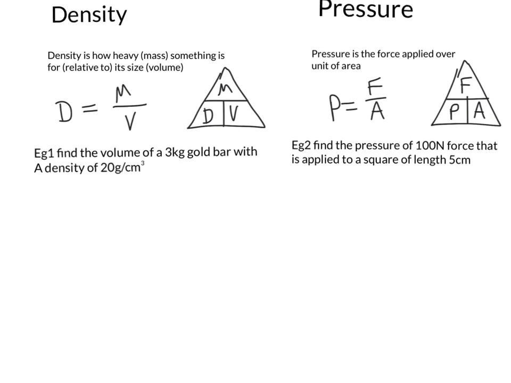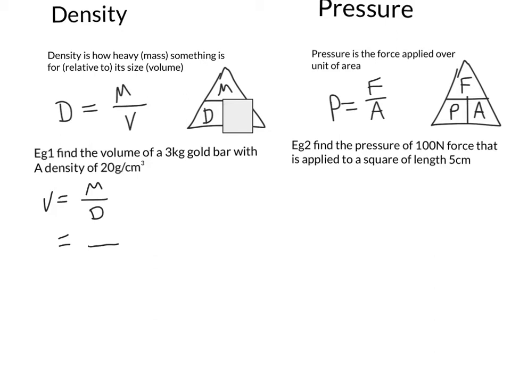Okay, example 1. Find the volume of a 3 kilograms gold bar with a density of 20 grams per centimeter cubed. So we're trying to find the volume. So if we want volume, we cover up the V, and we can see we've got mass over density. So volume equals mass divided by density. So in this question, the mass is 3 kilograms and the density is 20 grams per centimeter cubed.